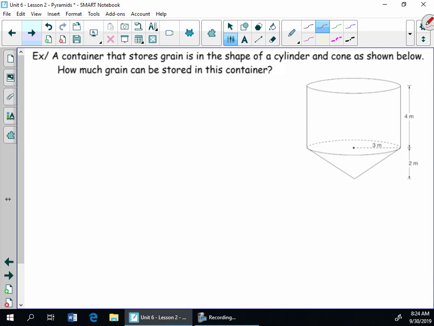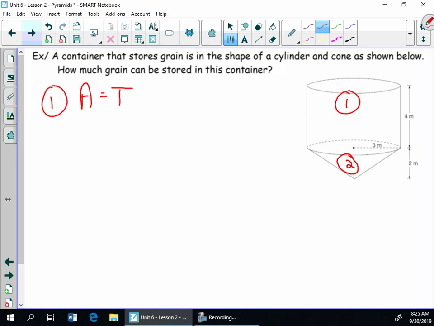A container that stores grain is in the shape of a cylinder and cone as shown below. How much grain can be stored in this container? So what do we have in this situation? We have ourselves a cylinder, call that 1, and a cone, call that 2. If we could figure these things out separately, we can join them together to figure out the whole thing. So let's do that. Shape 1 is my cylinder, which is a prism.